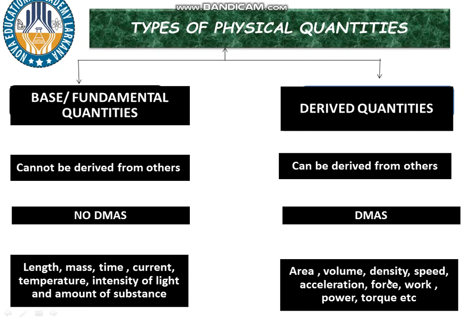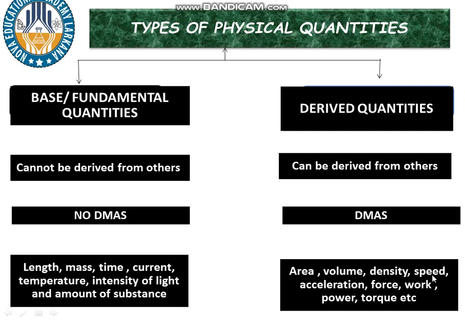Mass divided by volume gives a third quantity that is generated, and that is density. And the unit of density: the unit of mass is kg and the unit of volume is meter cube, meaning kg upon meter cube is the unit of density.